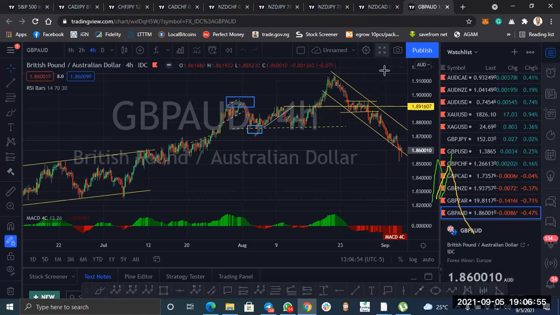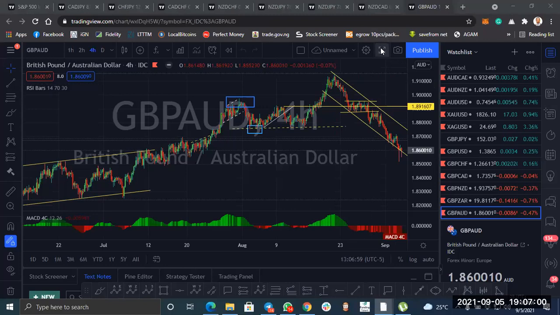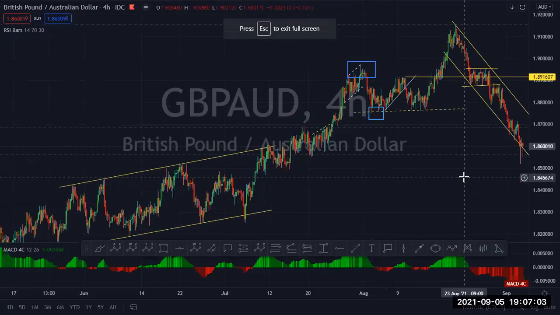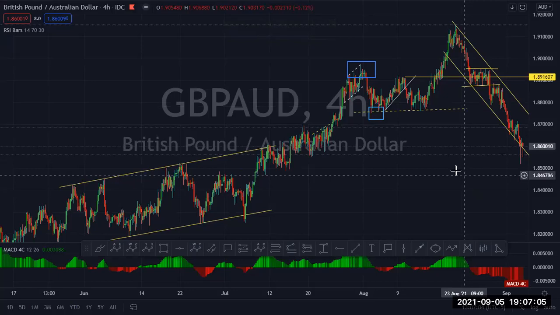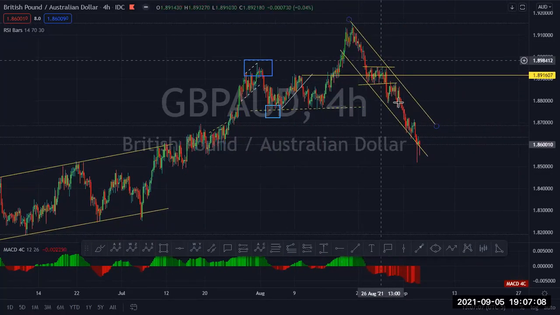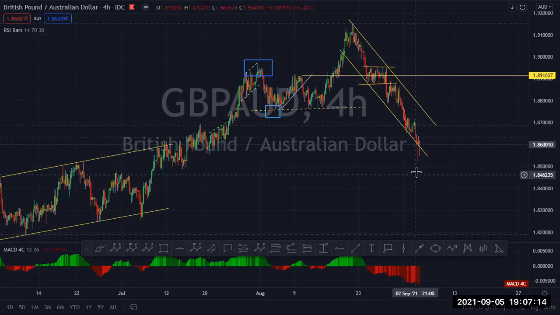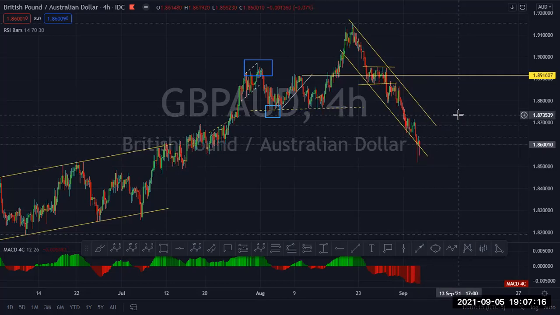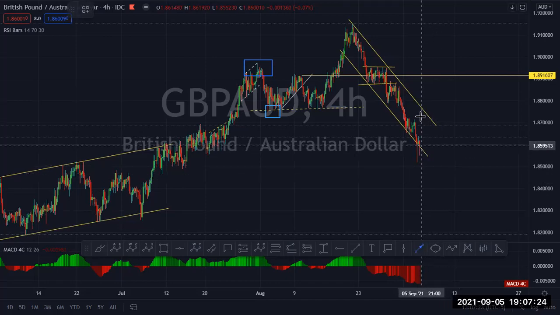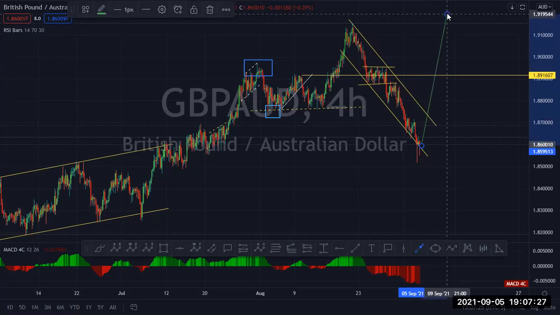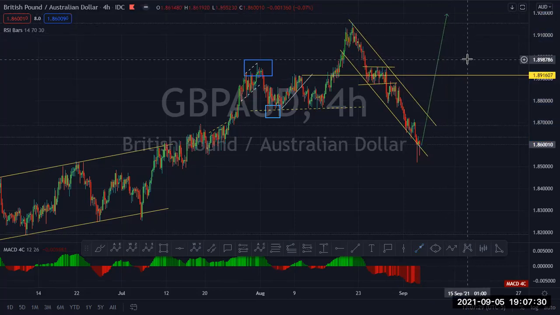Pounds AUD. On pounds AUD, it is still within the channel. We try to break the channel, bounce back, try again, bounce back. So this is what I think will happen. This trade will be sweet, but it can trick you out before it begins to go.